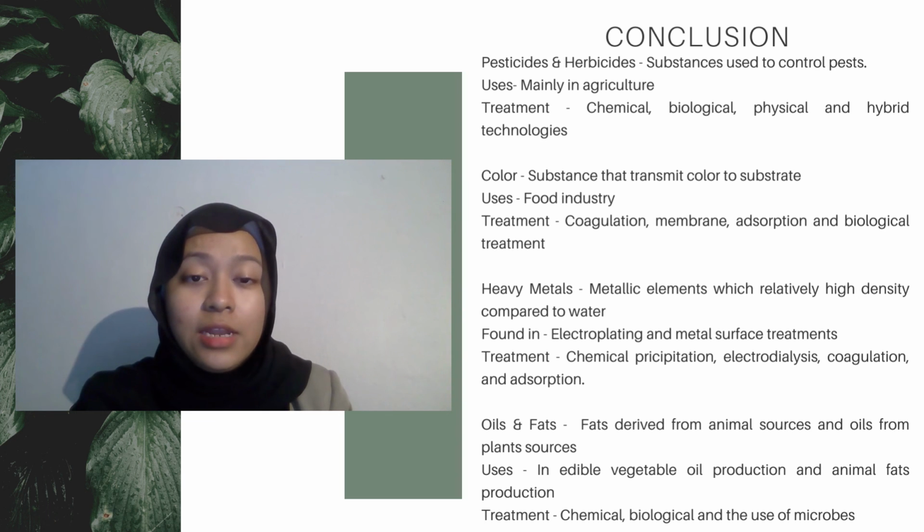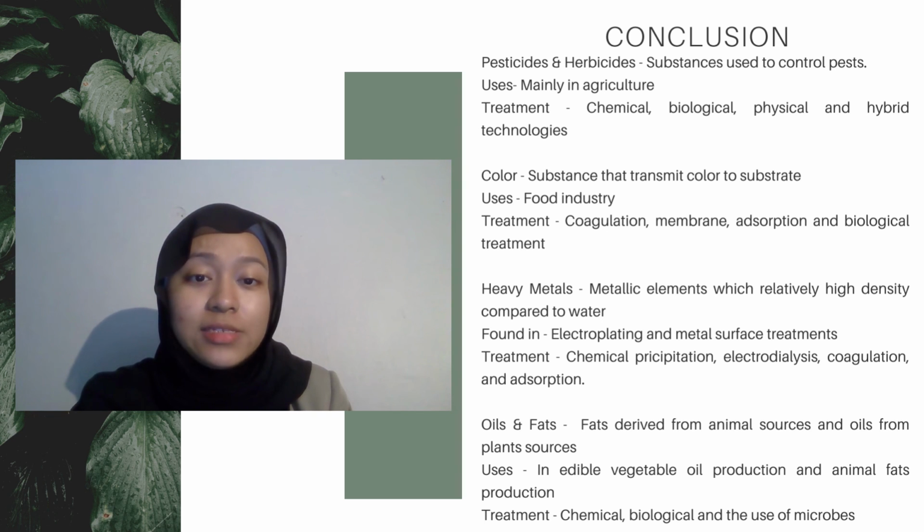Next, we have color. Color is a substance that can transmit its color to the substrate. It can be divided into dyes and pigments. In the food industry, they are used to avoid color loss and provide consistency. The treatments of color are coagulation, membrane, adsorption, and biological treatment.